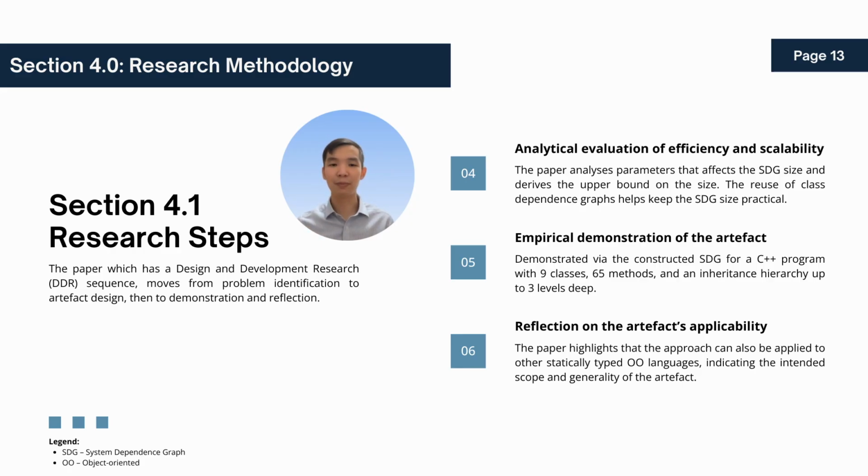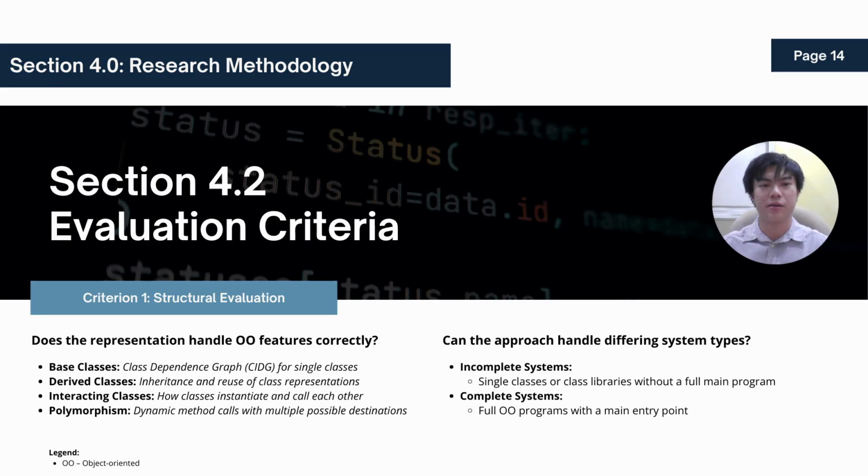For the next part, I'll pass it on to Marcus to talk about the research methodology evaluation criteria. Right now, I'll be talking about the evaluation criteria for the research methodology. There are 3 criteria to be made when we're evaluating research methodology.